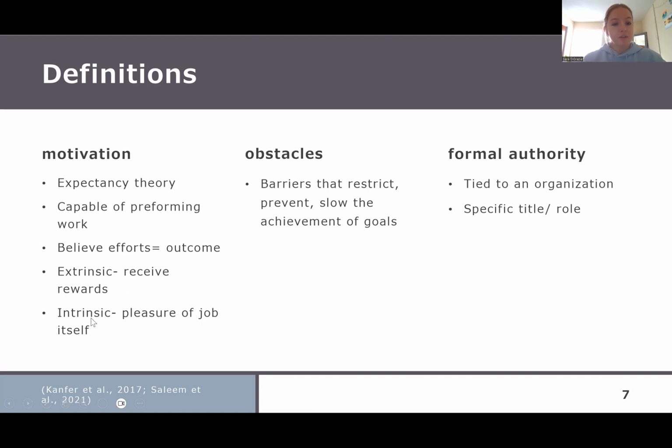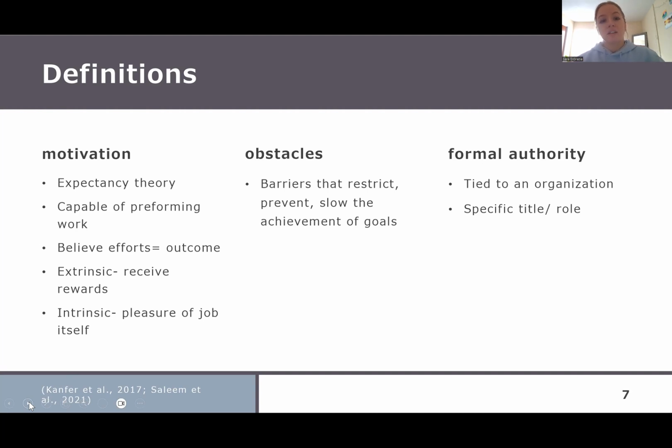And then there are two different types of motivation. We have extrinsic, which is receiving external rewards, whether this is money or physical items, some type of award for doing your job, or then intrinsic, which is just the pleasure of the job itself and the work that you're doing. You find joy in completing different tasks.